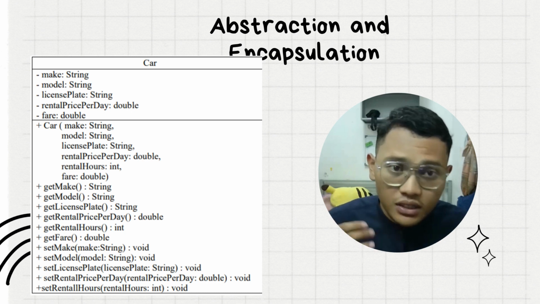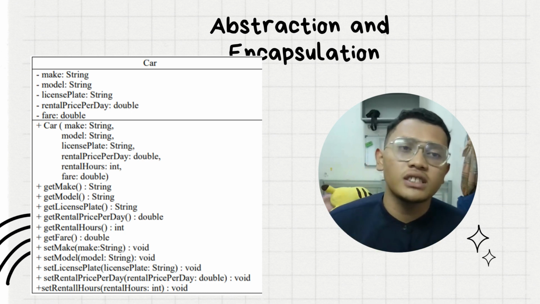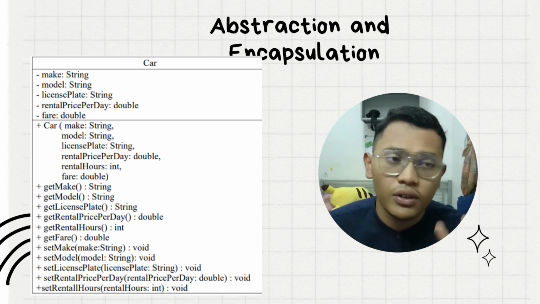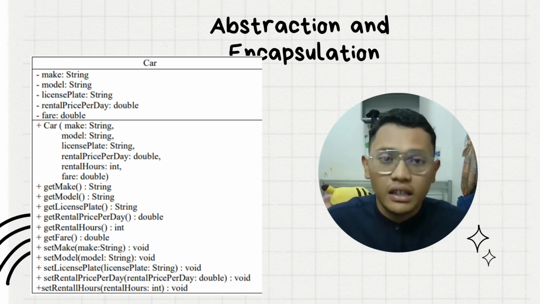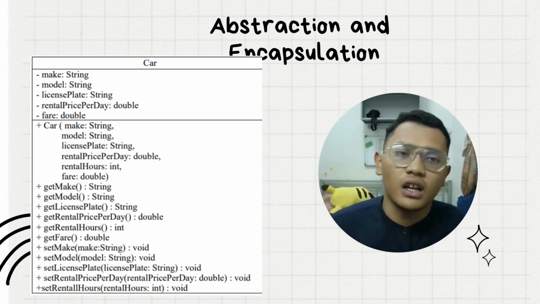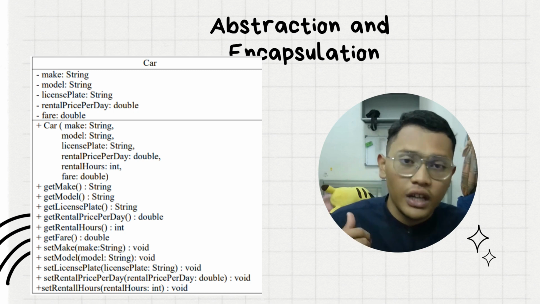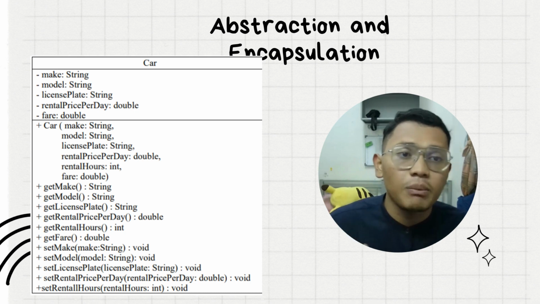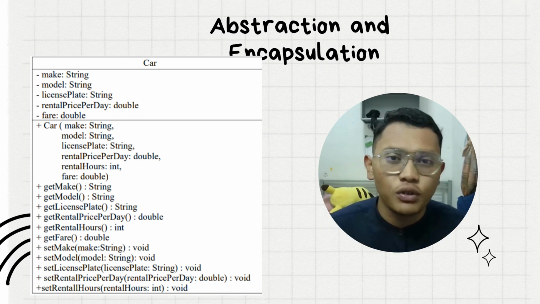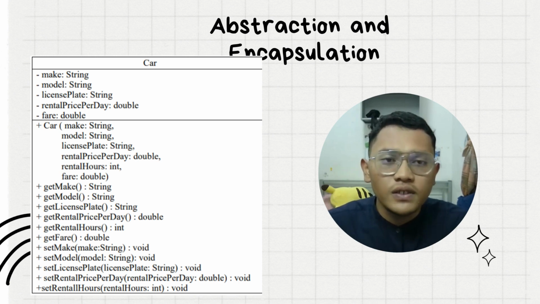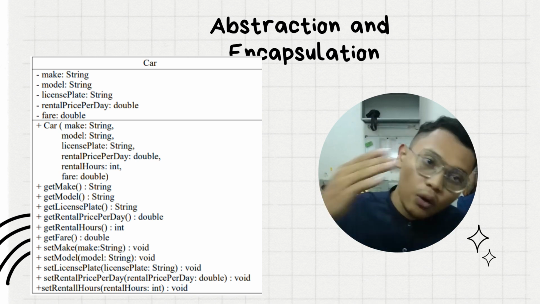Today I will present my car rental project, and I will show you about abstraction and encapsulation. In this class, abstraction and encapsulation are two important object-oriented programming concepts. They help in designing and organizing the class structure. Abstraction is the process of hiding implementation details of the object and exposing only the relevant features of behavior to the outside world.